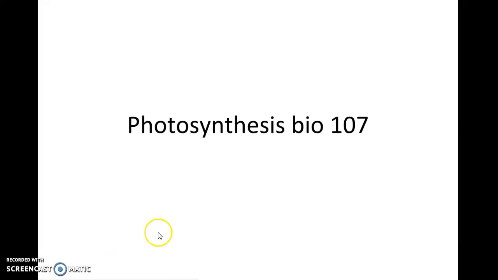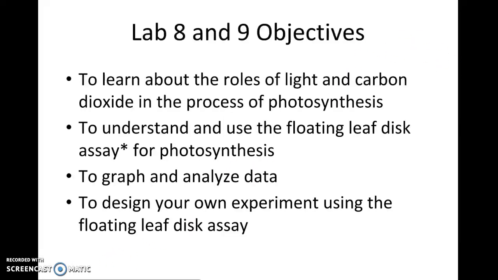Welcome to today's talk about photosynthesis for Bio 107. We are going to be learning about the roles of light and carbon dioxide in the process of photosynthesis. Gosh, that makes it sound so simple. And then in the lab, we'll use a floating leaf disk assay to measure photosynthesis and then graph and analyze that data. And you're going to design your own experiment. Super exciting.